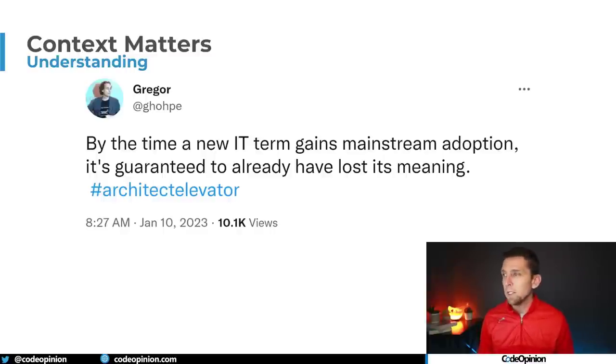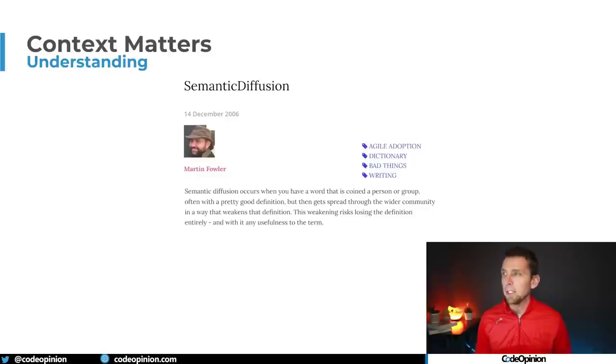Gregor Hohpe posted this a month ago now: by the time a new IT term gains mainstream adoption, it's guaranteed to already have lost its meaning. I think this is true in our industry in a lot of ways. I always view this as what Martin Fowler calls semantic diffusion: when a word is coined by a person or group, it has a pretty good definition, and then as it spreads through the wider community, that definition weakens. Now, event-driven architecture isn't exactly that way. It's just taken on different forms and different ways of applying it over time. So I'm going to talk about the various ways that event-driven architecture is applied.